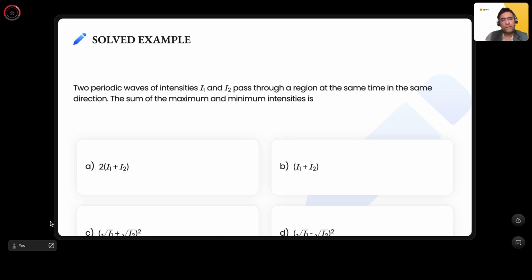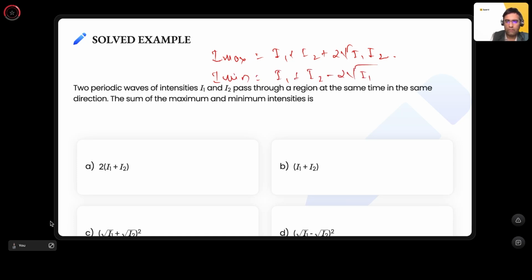Two periodic waves of intensities I1 and I2 pass through a region at the same time in the same direction. The sum of maximum intensity and minimum intensity. So I max is basically I1 plus I2 plus 2 under root of I1 I2. I minimum is I1 plus I2 minus 2 under root of I1 I2. If we add them, so I max plus I minimum will become 2 into I1 plus I2. All right. So this will be my answer. All right. Moving to the next question.